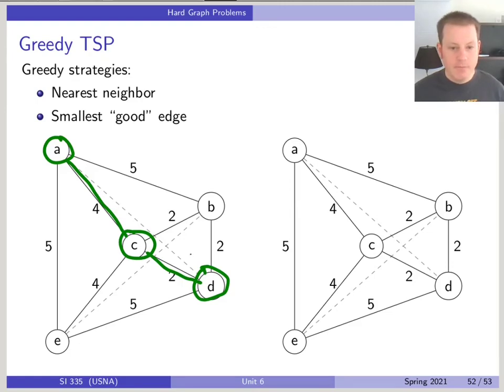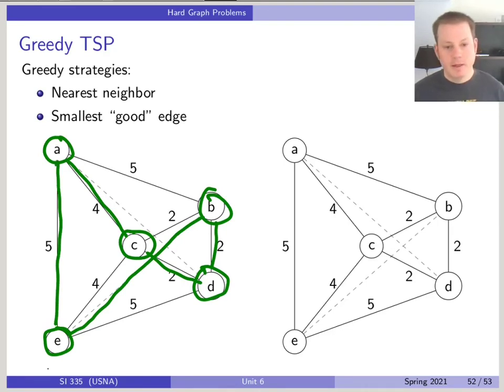Now you can see that it's going to get kind of stuck. So the nearest neighbor to D is going to be B, and now B is kind of stuck. There's only one more place for it to go, so it has to take this super long edge out to E and then go back up to A. So it gives us a valid tour, but as with most greedy strategies, it's not always going to be optimum.